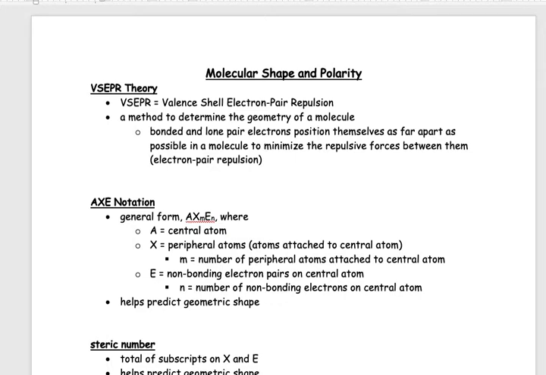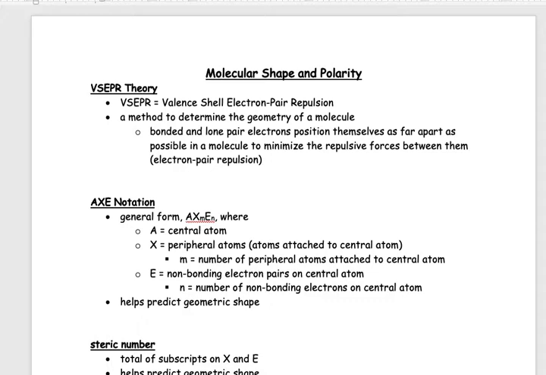So there is a theory called VSEPR, valence shell electron pair repulsion. Basically, with this theory, we're going to use it to help us determine what kind of shape or arrangement, I guess, it's going to have. So we can call it the geometry of the molecule.